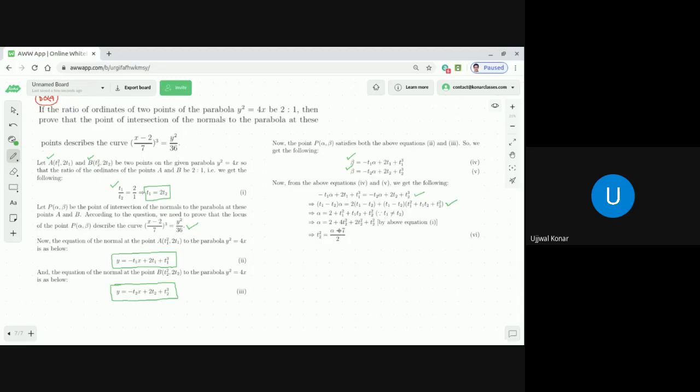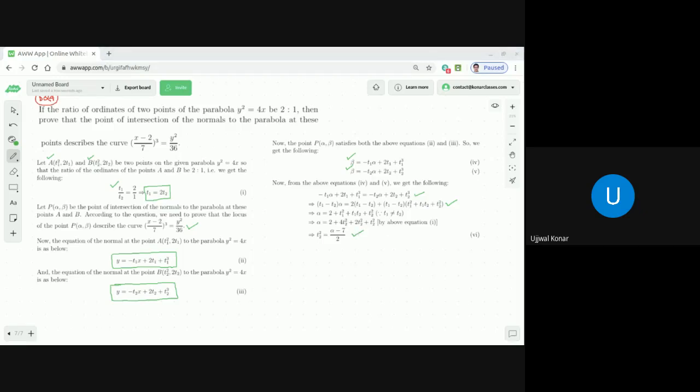That means alpha equal to 2 plus 4 T2 square plus 2 T2 square plus T2 square, from equation number 1, because we know that T1 is equal to 2 T2. So instead of T1, we are writing T2. So T1 square becomes (2T2) whole square, that means 4T2 square. T1 into T2 becomes 2T2 into T2, that means 2T2 square, and T2 square is T2 square. So from here we get T2 square is equal to (alpha minus 2) by 7. I hope all of you got it.